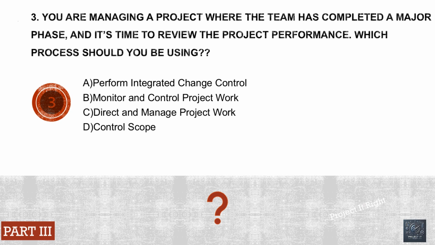3. You are managing a project where the team has completed a major phase, and it's time to review the project performance. Which process should you be using? A. Perform integrated change control. B. Monitor and control project work. C. Direct and manage project work. D. Control scope.